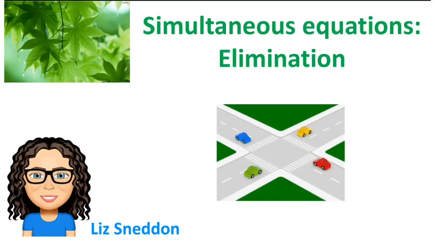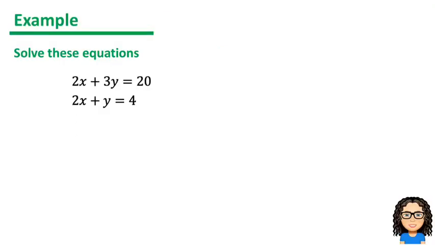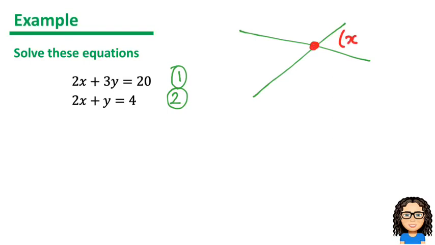Let's have a look at solving simultaneous equations using the elimination method. So I have two equations here, and I'm going to call those equation number 1 and equation number 2. And remember that we're talking about two lines that meet at a particular point. And we're trying to find the x and y coordinate of where those lines meet. So that's what it means to solve, is to find that coordinate point. So we need to find the x value and the y value.